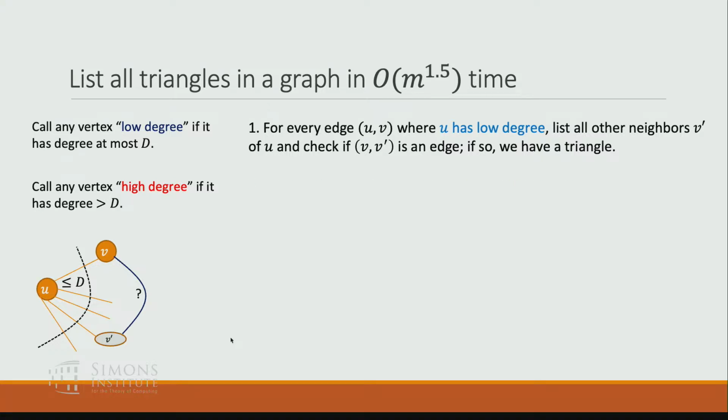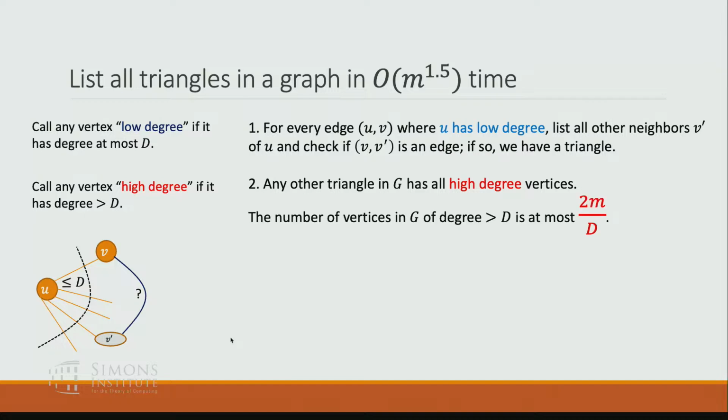The running time for the first step is m times d, because for each edge we are enumerating at most d other neighbors, since we make sure that u is a low degree vertex. After the first step, if there's some triangle in the graph that hasn't been listed, then we know that all three vertices of the triangle must have high degree. So at this point, we can remove all the low degree vertices from the graph.